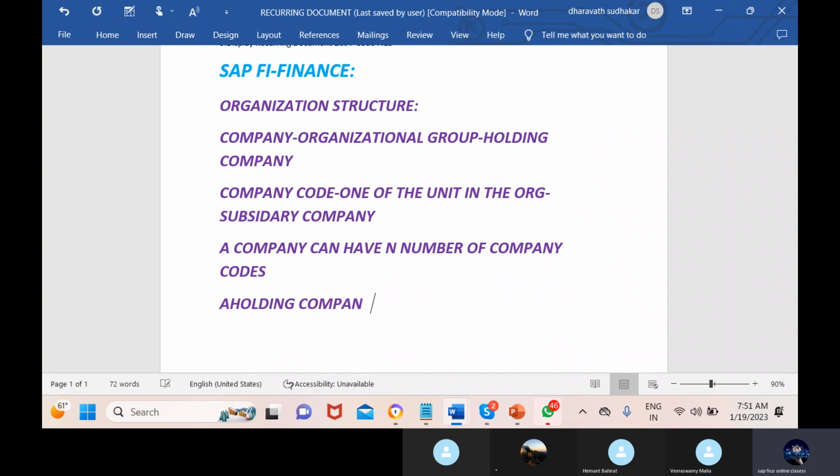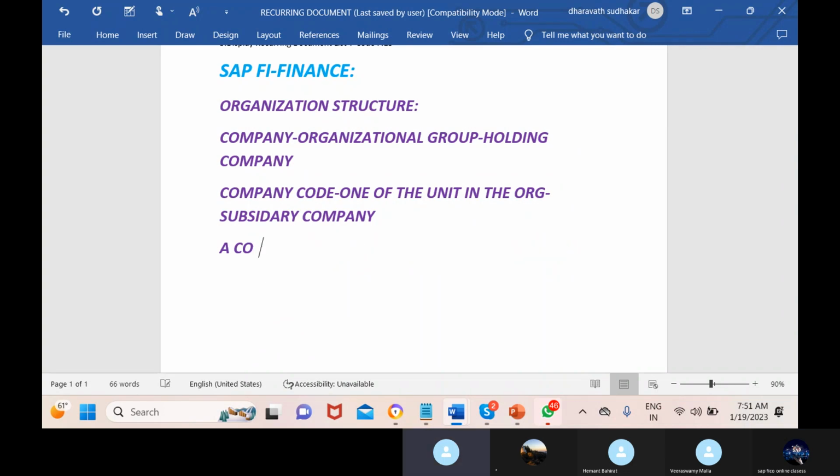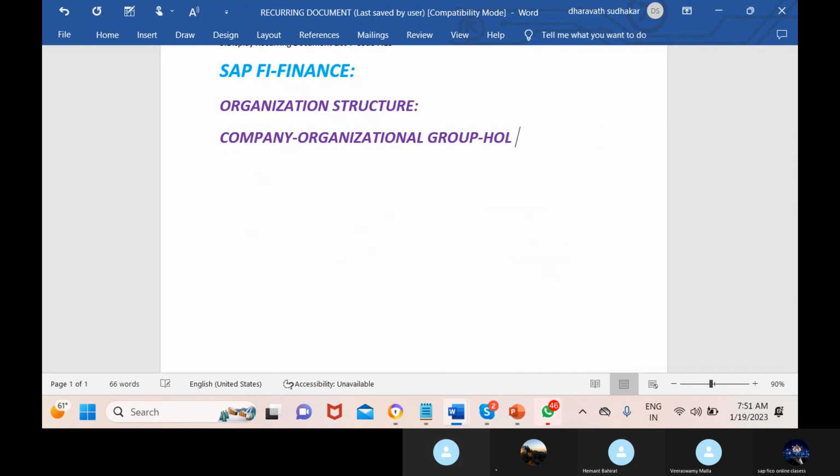Is it clear, guys? About the company code, is it clear or not? Yes, sir. Clear, sir. Any doubts? Okay, guys. Now I'll move to the next element.